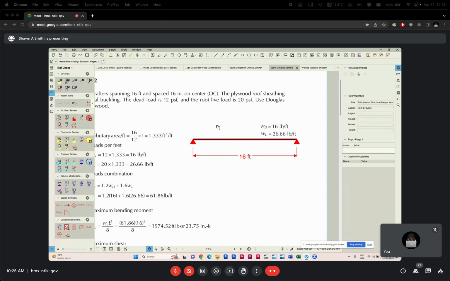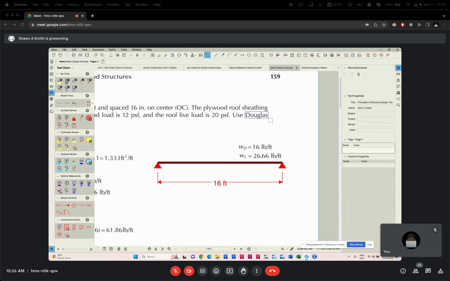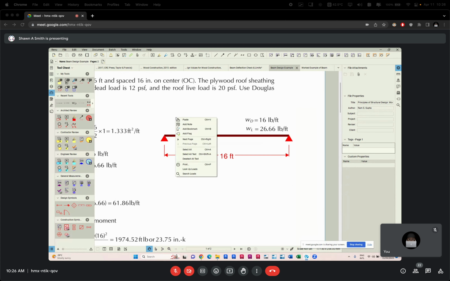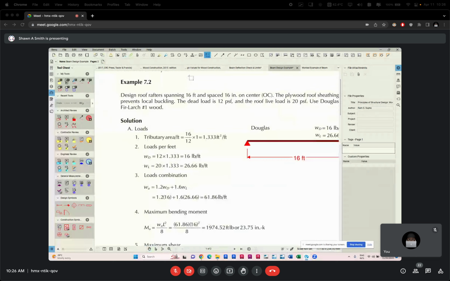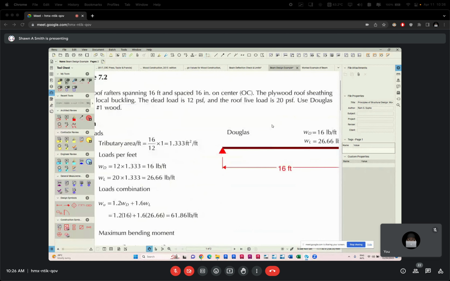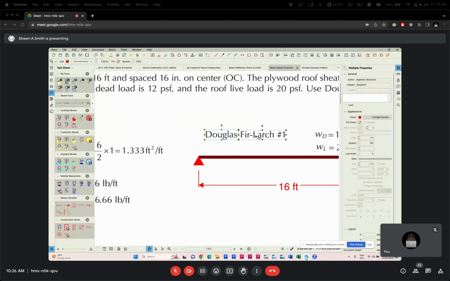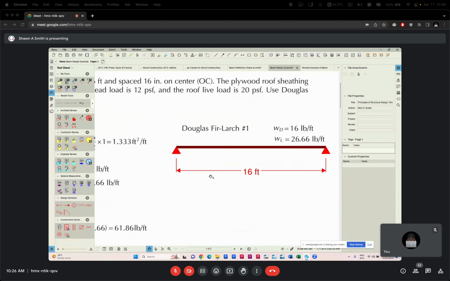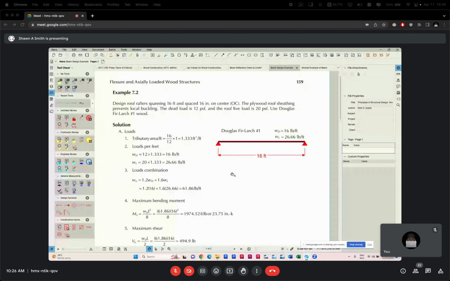All right. It's Douglas fir larch number 1. So this is also important, because we'll be going into the table with this. They haven't given any climatic conditions, so we're going to assume that they're looking at a dry, normal condition. After all, it's a roof. All right, fine. So this is also important. Let's save that. Everybody follow up to that point?